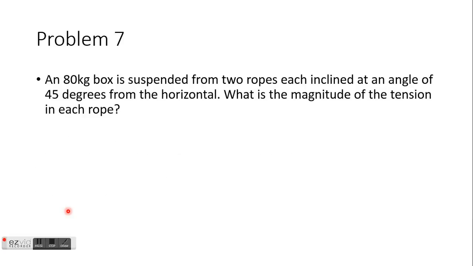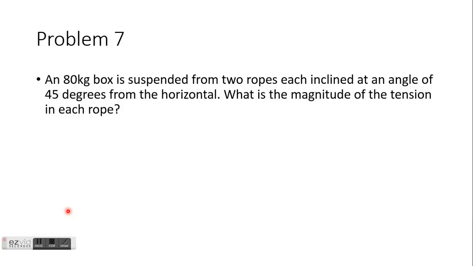Okay, moving on. An 80 kilogram block is suspended from two ropes, each inclined at an angle of 45 degrees from the horizontal. What is the magnitude of the tension in each rope? This is another really common problem. It's the hanging box problem, you might see it called. The box is hanging from two ropes. Sometimes they're inclined at different angles, sometimes they're not.